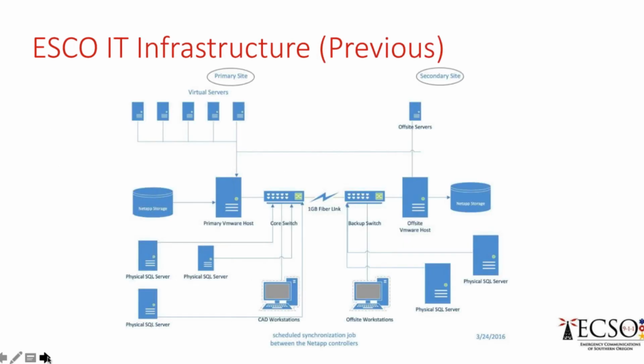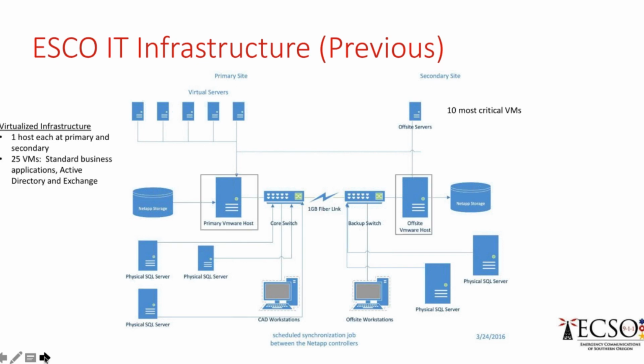So let's talk a little bit about what their infrastructure looked like. They had a primary site and a secondary site, and they had virtualized infrastructure. So they had one host at the primary and one at the secondary, and they're basically running about 25 VMs, standard business applications, Active Directory, Exchange, right?